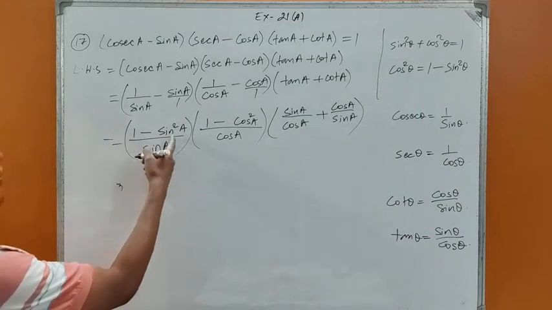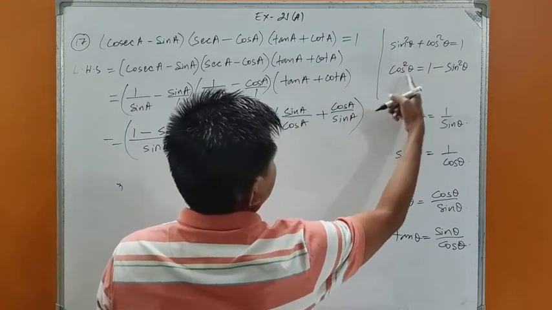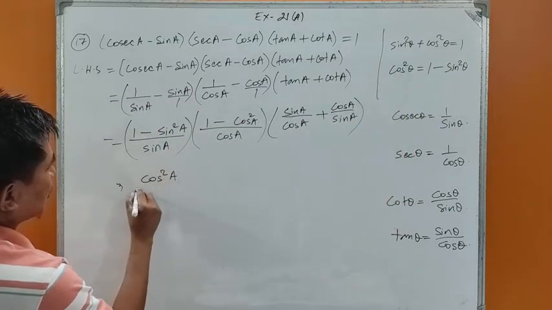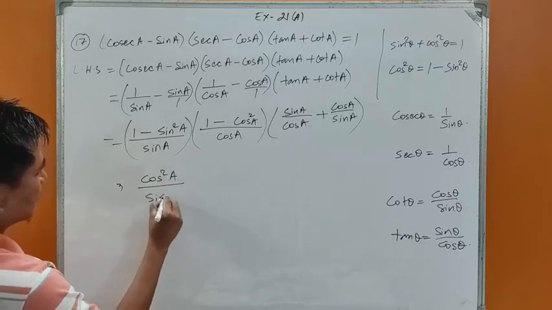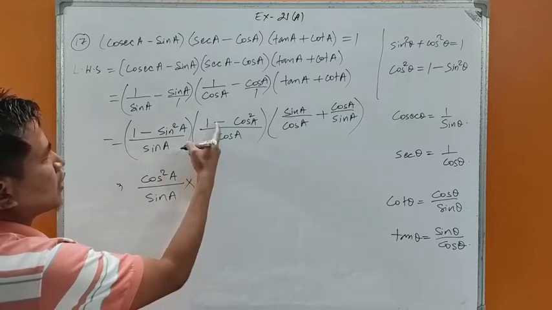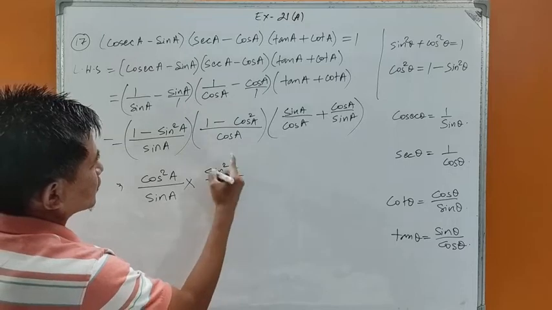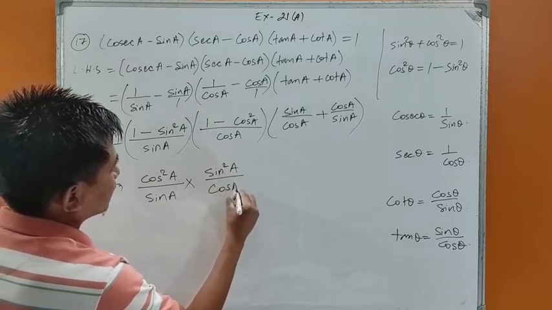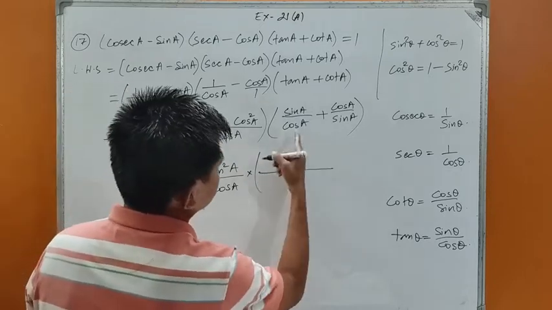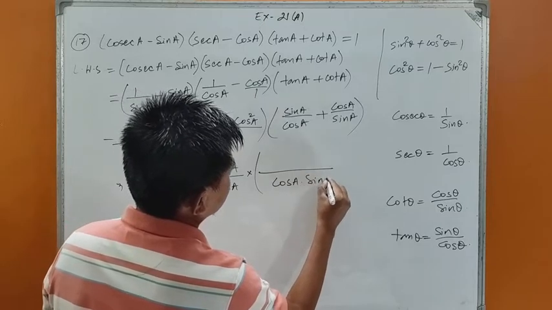So 1 minus sin square A is cos square A. From there, 1 minus sin square A is cos square A upon sin A, isn't it? So let us put it inside the bracket. 1 minus cos square A is sin square A upon cos A. Okay, into, now let us put a bracket here. The LCM of cos A and sin A is cos A sin A, isn't it?